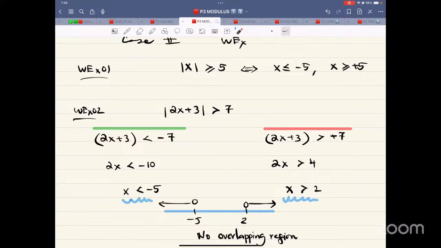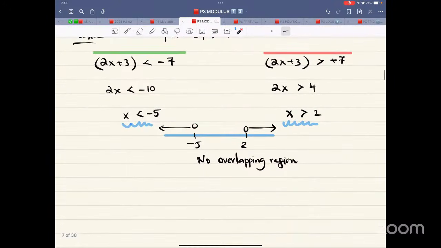Now, this option is giving me x is greater than 2. This is giving me x is lesser than 5. And there is no overlapping region. That is the answer.